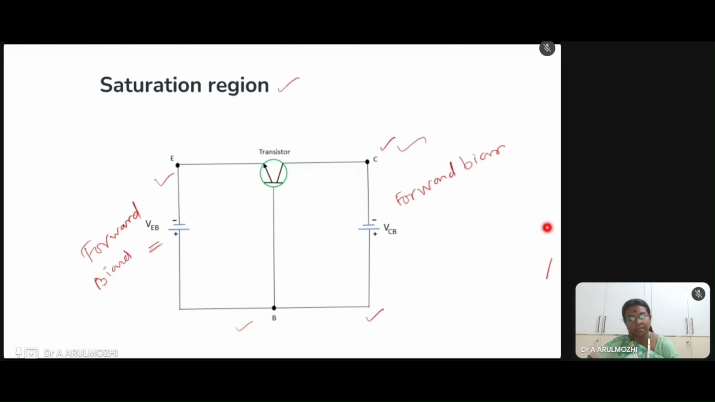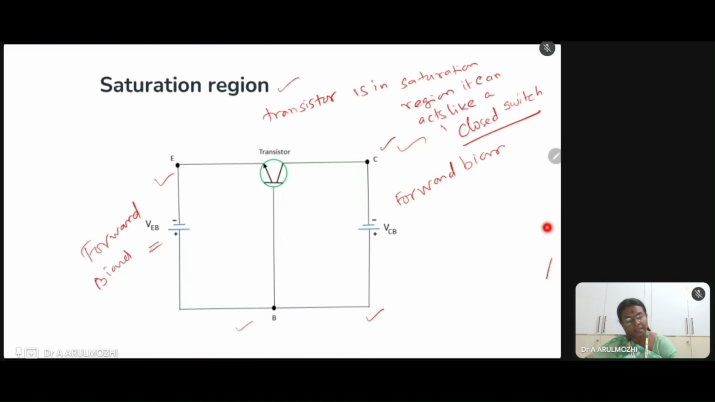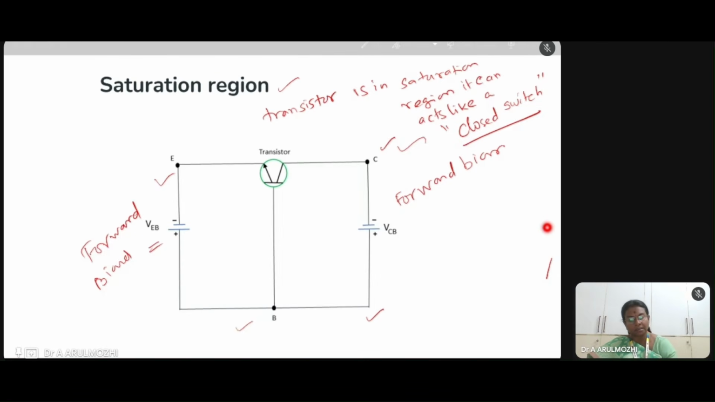In the saturation mode, we can say the transistor is in the saturation region, and it can act like a closed switch. Next, we will see the third region.